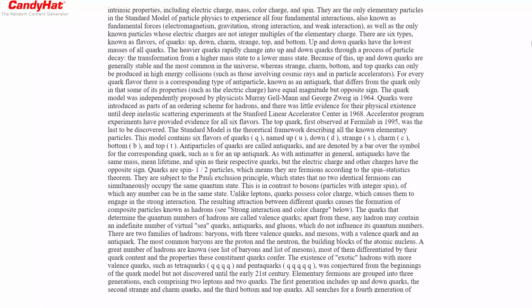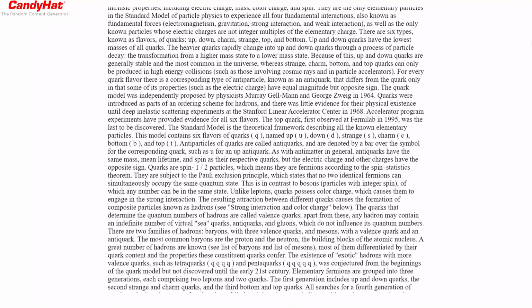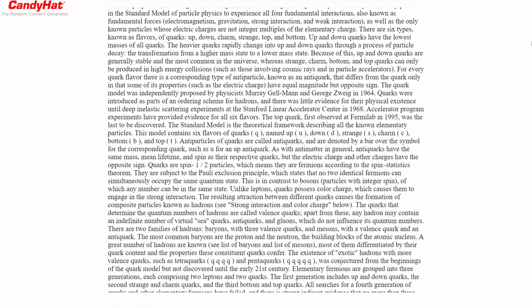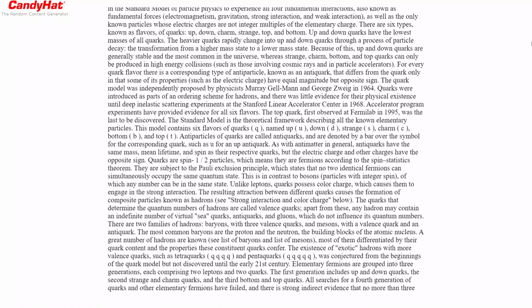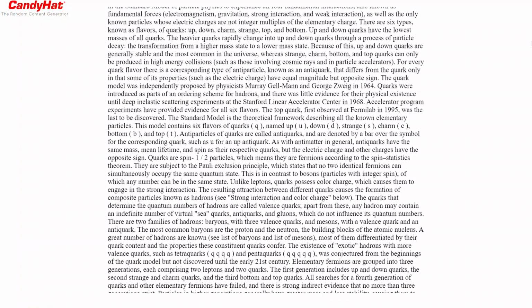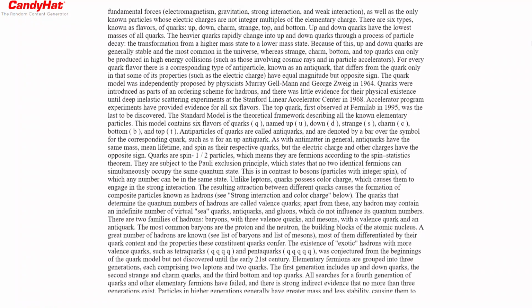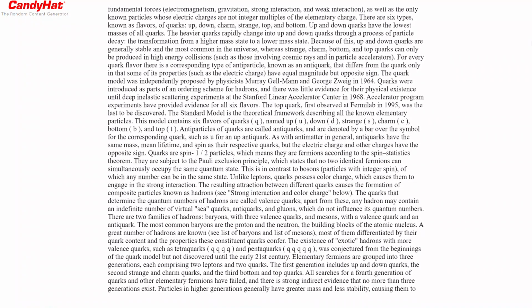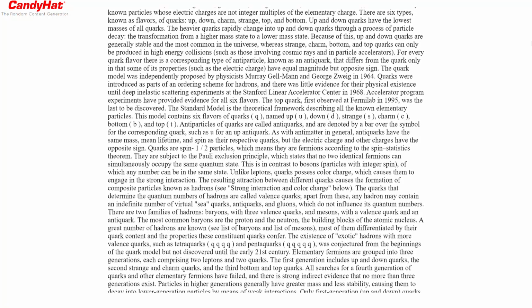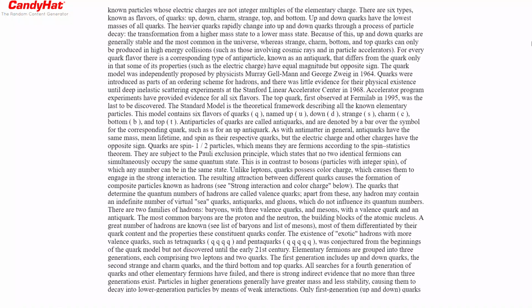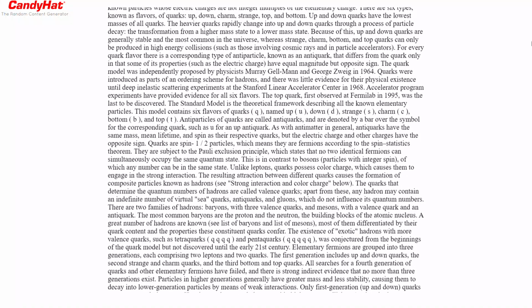Elementary fermions are grouped into 3 generations, each comprising 2 leptons and 2 quarks. The first generation includes up and down quarks, the second strange and charm quarks, and the third bottom and top quarks. All searches for a fourth generation of quarks and other elementary fermions have failed, and there is strong indirect evidence that no more than 3 generations exist.